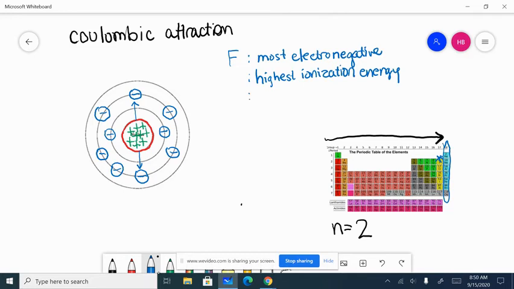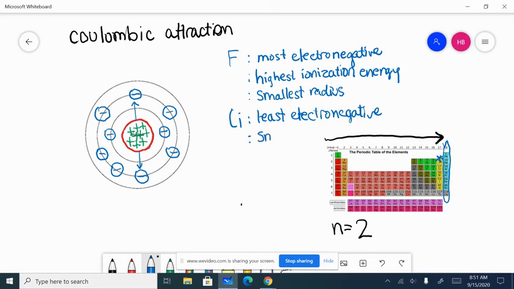He is also the smallest radius in his row or period. So when you talk about a period on the principal energy level, and remember we're only talking about the second one, lithium is the opposite. He is the least electronegative, meaning that he is the worst at pulling on other people's electrons. He has the smallest ionization energy, meaning it takes the least amount of energy to get him to give up his one valence electron.